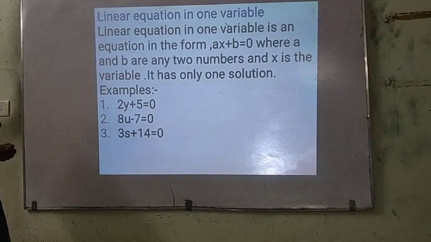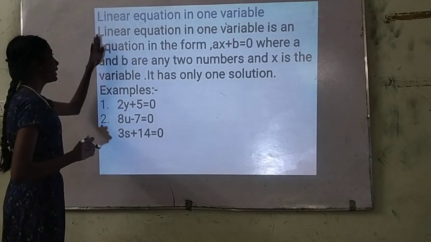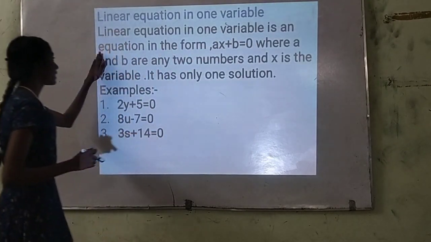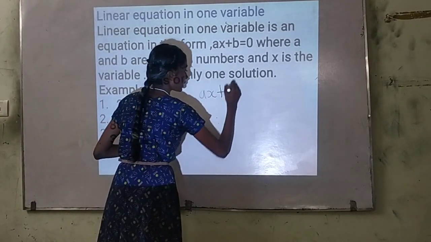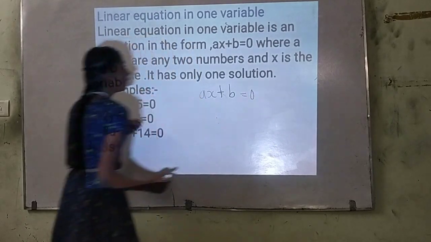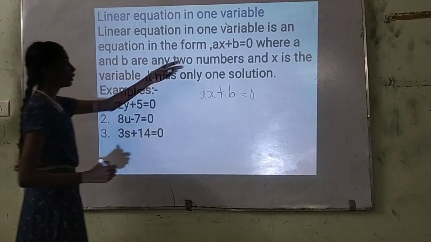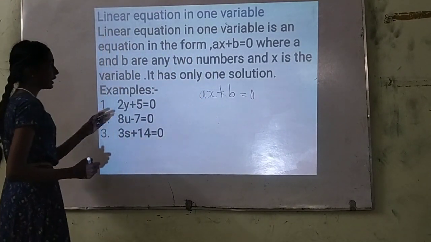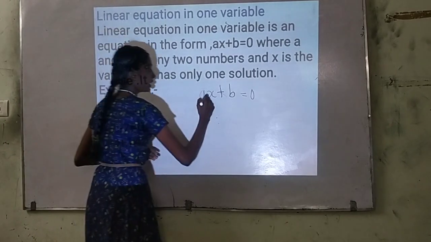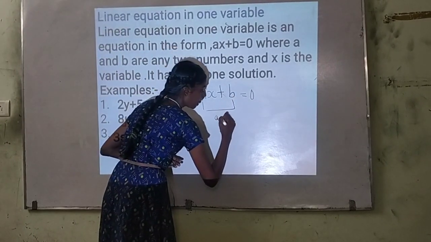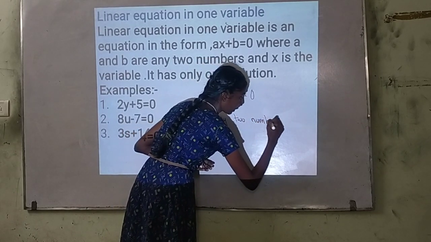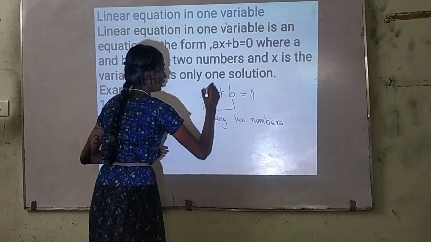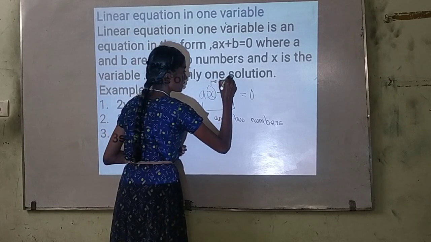Now let us see what is a linear equation in one variable. A linear equation in one variable is an equation in the form of ax plus b gives you 0, where a and b are any two numbers and x is the variable. It has only one solution. Here a and b are any two numbers and x is the variable present in this term.